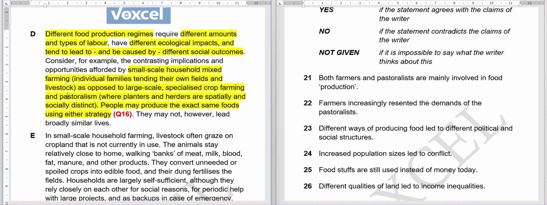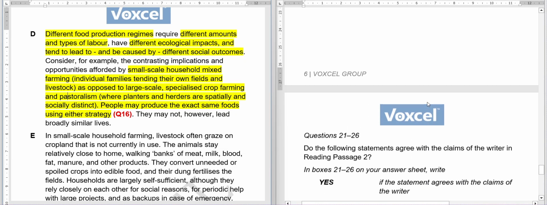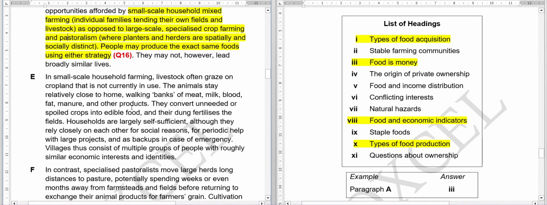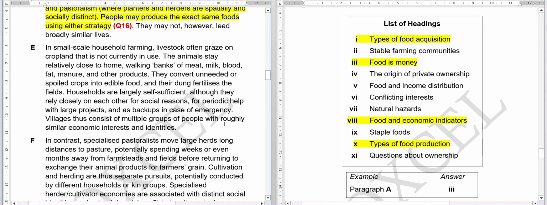Okay, it may be not given, but 22nd, farmers increasingly resented the demands. There is no mention about that either. 23, let me read this also. Different ways of producing food led to different political and social outcomes. There is no mention of these three questions, so let me reserve these questions for the later paragraphs, and if not, then we will read the other questions as well. Maybe the first three are not given. You can never say never. Let's read the E paragraph.